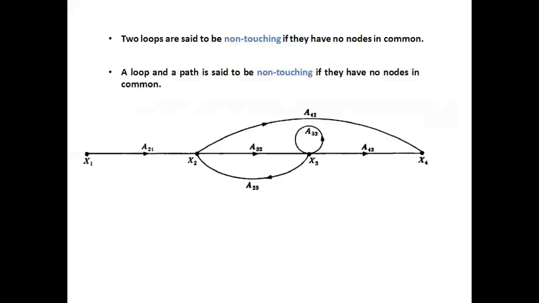The next terminology is with respect to the same non-touching concept, with respect to a loop and a path. A loop and a path are said to be non-touching if they have no nodes in common. Let's take this example in which we have two nodes and these two nodes will be touching the first forward path. Whereas if you consider the second forward path, the self loop with a branch gain of A33 is not sharing a common node with the forward path x1, x2 towards x4. Hence, we can say that the second forward path and the self loop are not touching each other.